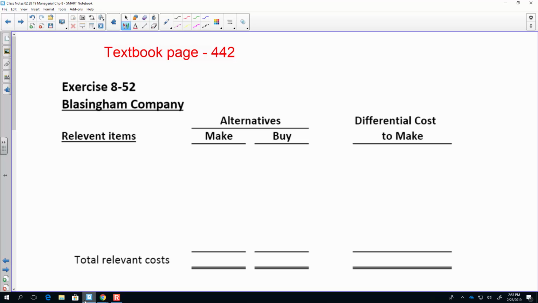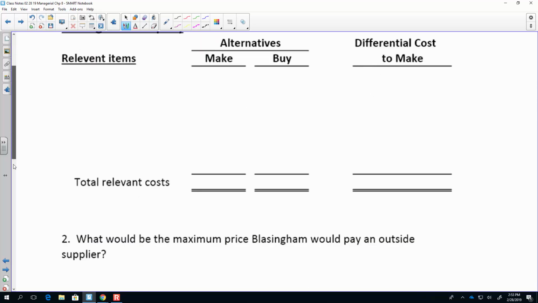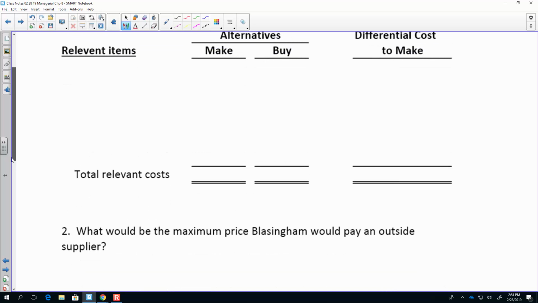An outside supplier has offered to sell the part to them for $11. So I'm going to put that right on the bottom here. Purchase is 11. That's really all that there will ever be in that column is the purchase price.